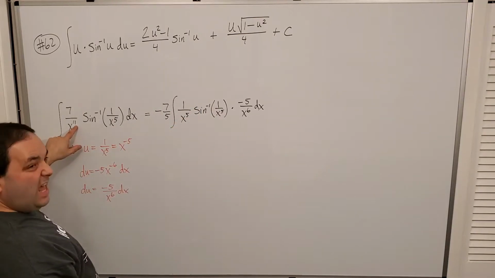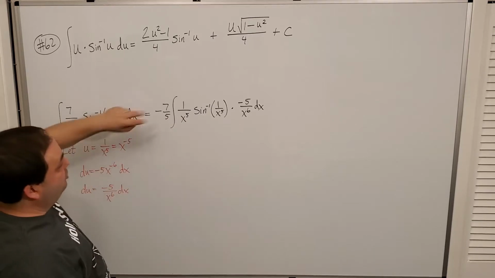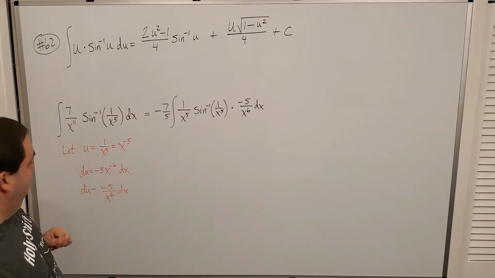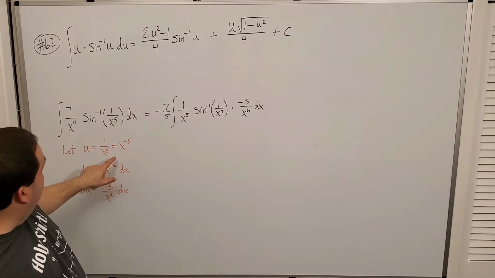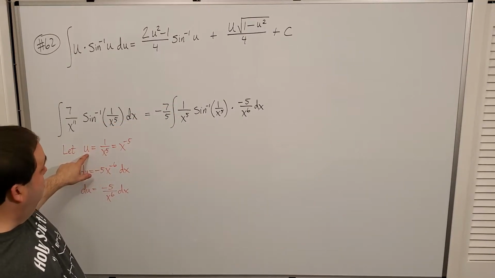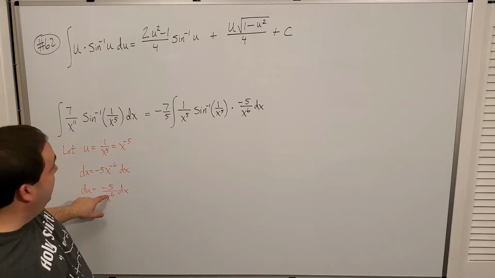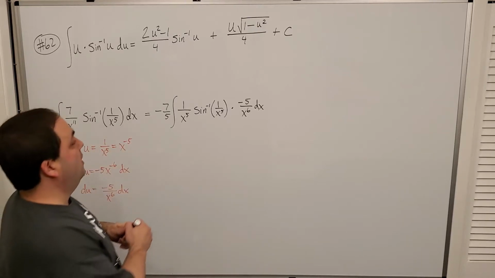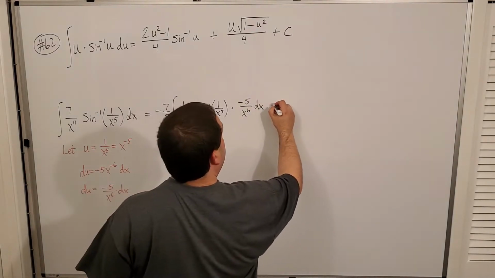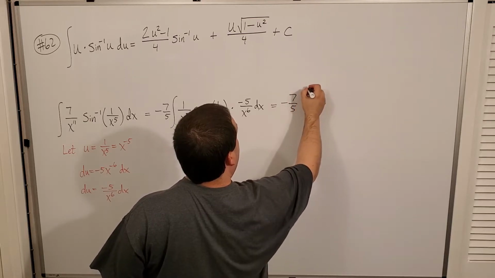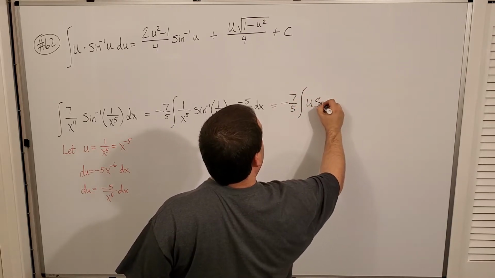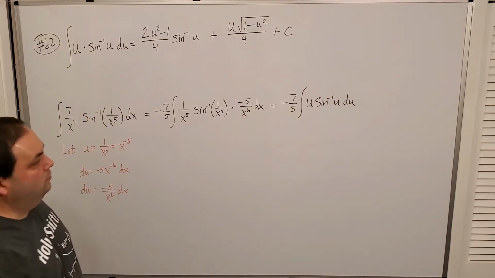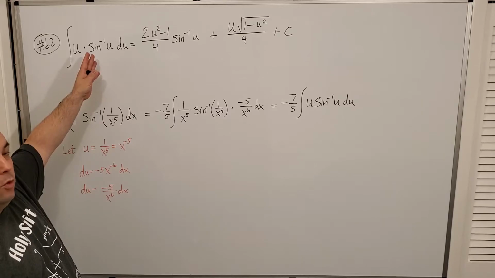The x to the 11th, I split into a 1 over x to the 5th and something over x to the 6th. Because 1 over x to the 5th is going to be my u, and the negative 5 over x to the 6th is part of my du. So notice what I have now gotten is negative 7 over 5 integral u times inverse sine of u du, which is exactly what I have the formula for here.